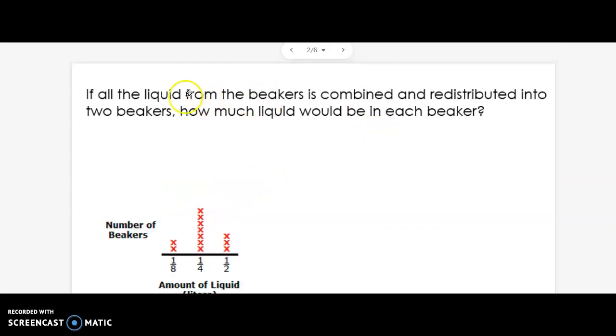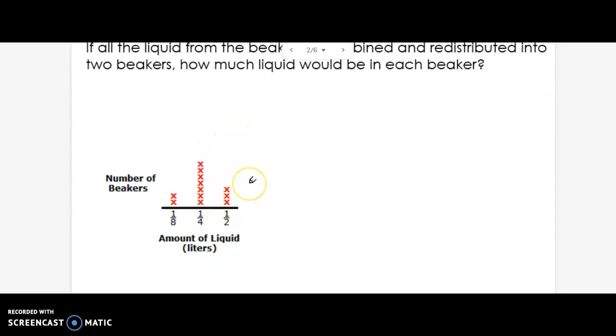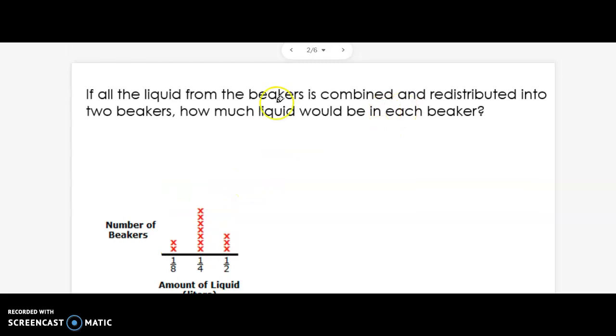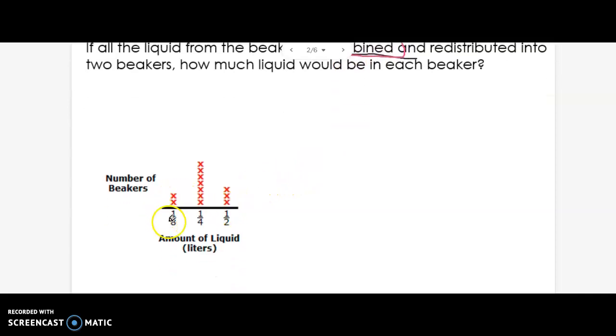So the question up here wants to know if we combine all of the liquid from all of the beakers and then redistribute it into just two beakers, how much would each of the beakers have? So first I need to find all of the liquid. I need to find out how much liquid there is in all, okay? So I'm going to go down here and add up all of the amounts of liquid.